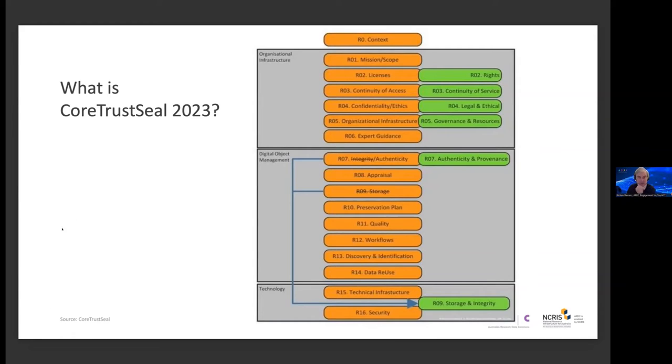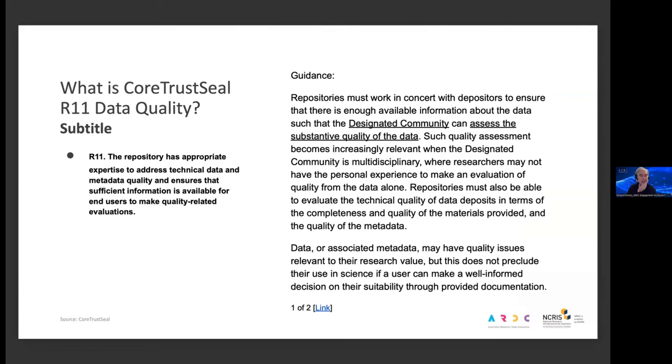So you can see there's slight changing of the titles. For instance, R2 is changing from licenses to rights, R3 from continuity of access to continuity of service, R4 from confidentiality ethics to legal and ethical. And R11, you see the quality is unchanged. Okay, so let's have a look at R11.